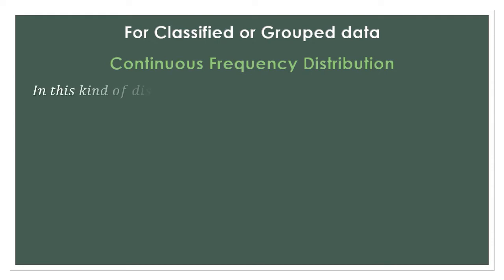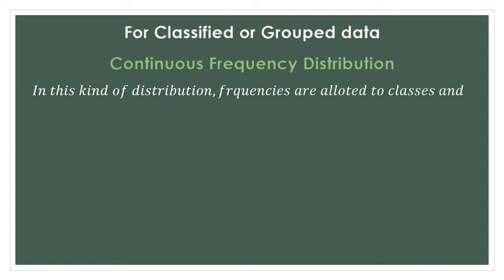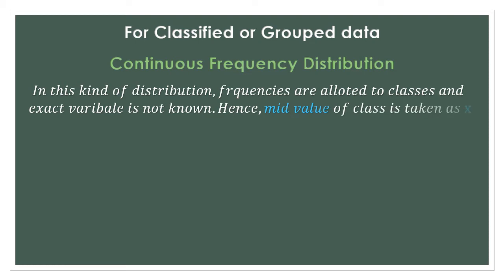In this kind of distribution, we need to remember that the classes are there and each class has its own frequency. Therefore, the exact variable is not known, rather the classes are there. So we convert those classes into mid values, and the mid value of each class is considered the variable x. In the discrete frequency distribution, we directly have the value of x. In the continuous frequency, we don't have the variable x, we have the class. So we convert those classes into mid values.